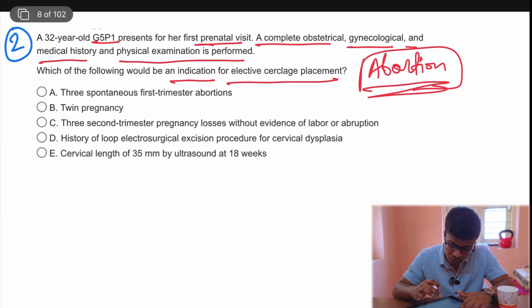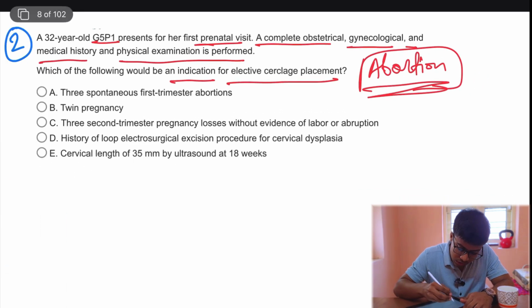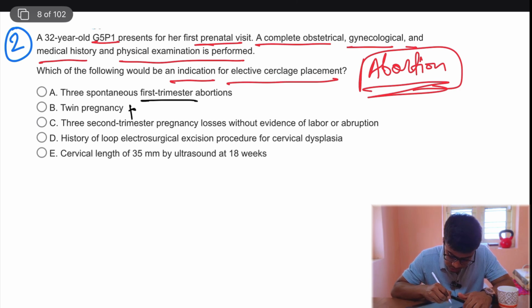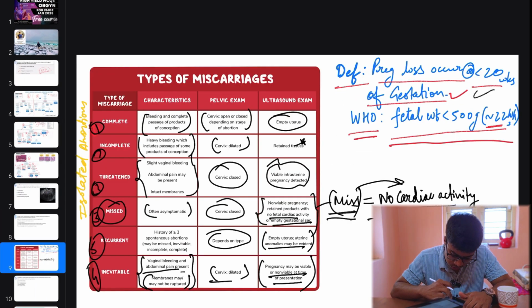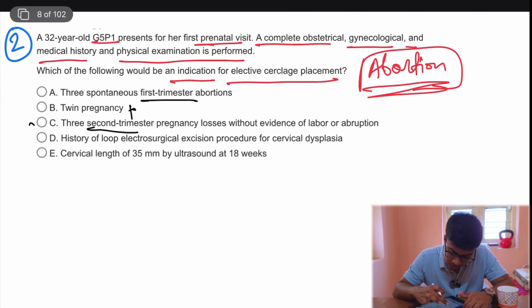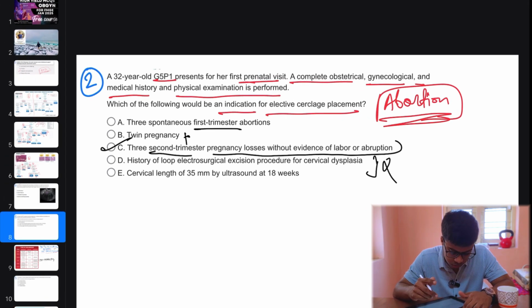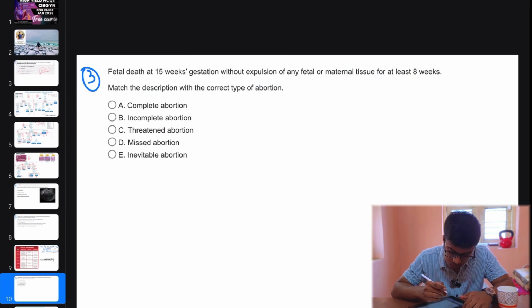So first, this question is based on the definition of abortion. So let's start. Let's see the options. Three spontaneous in the first trimester abortion, no. Weaned pregnancy, no. Then three second trimester pregnancy losses without evidence of labor or abruption, yes, possible. Second trimester, less than 22 weeks, less than 20 weeks. They are saying according to the definition less than 20 weeks. So it's a second trimester case. So pregnancy loss without evidence of labor or abruption. The other options are not significant, so just save our time. Let's move on to the third question.